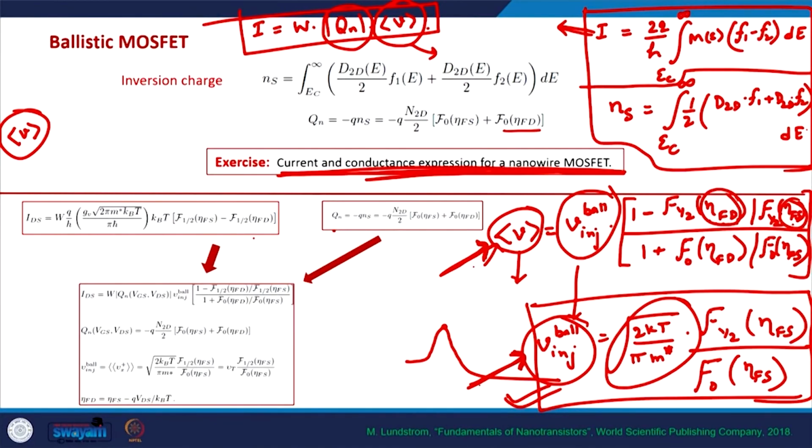The ballistic injection velocity is essentially what we have whenever we have equilibrium, where there is no effect of the drain in the system. This is just because of the source. So that is the ballistic injection velocity. It also is an important parameter.